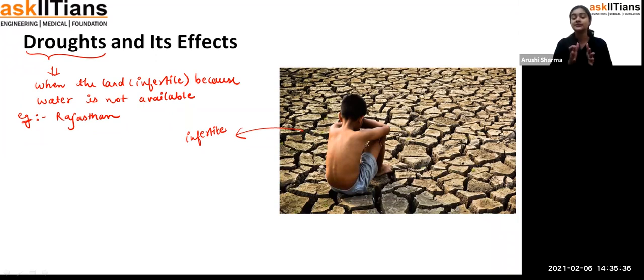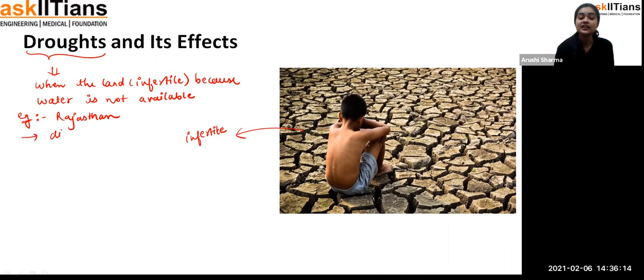So if some area is affected by drought, what happens, students, is that people in that area are not able to grow crops. If the land is infertile, they are not getting proper food, and you cannot even imagine how the people are suffering, or how they can survive if there is no water. Animals are not there. You can't grow plants because water is not there. You can see this child sitting so sad because there is no water. So you can imagine what the effects could be.